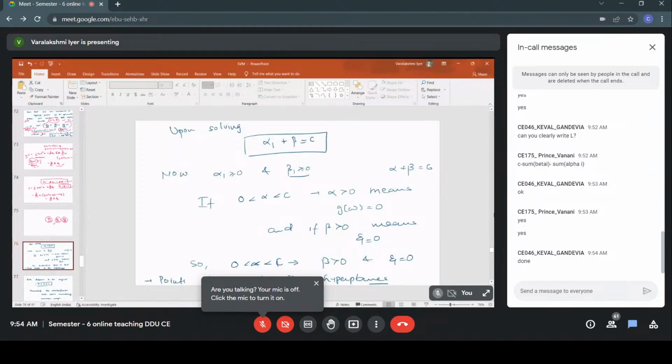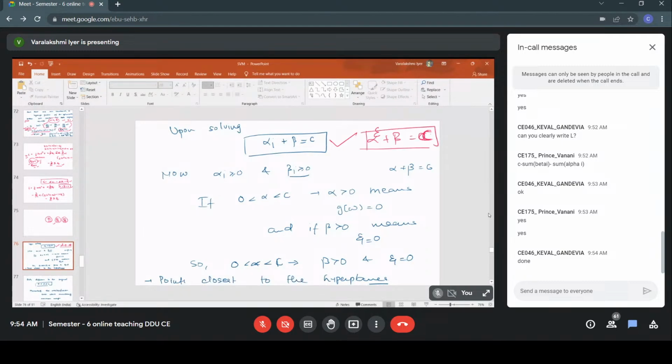So if you see, upon solving we are getting alpha plus beta is equal to C. The only change that we get in the case of soft margin in comparison to hard margin is that we have an upper bound on the alpha values. Since alpha plus beta is equal to C, you can represent beta as C minus alpha. You need not calculate beta.